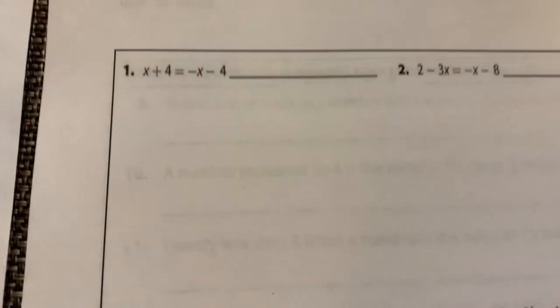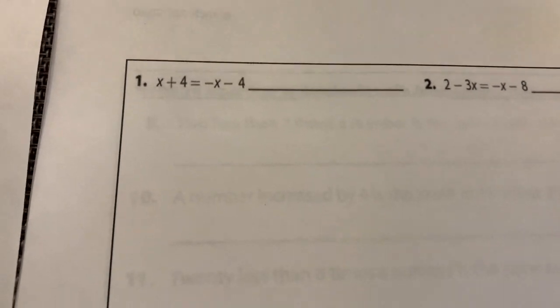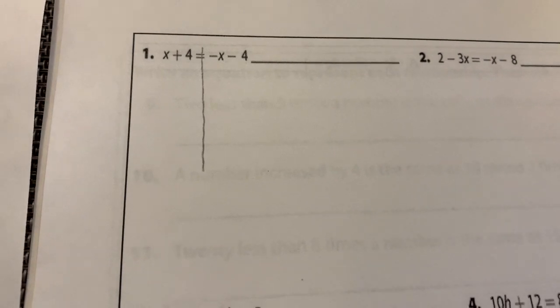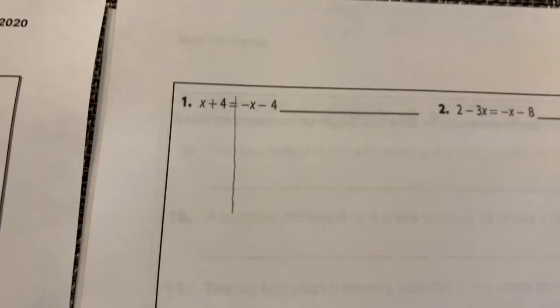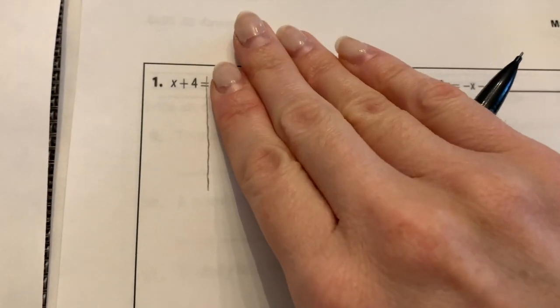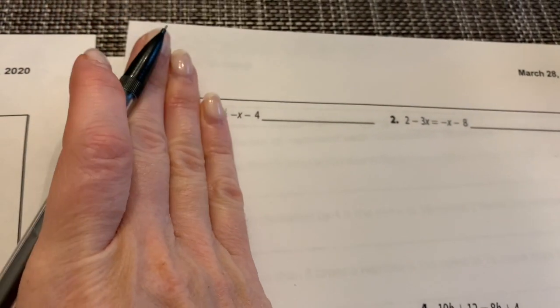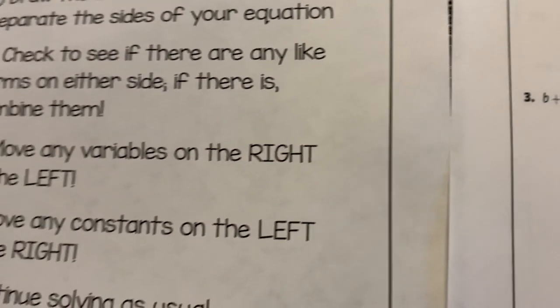So this is what these equations are going to look like. It's really not bad. It's just that there's variables on both sides. So step one was to draw the line through the equal sign, right? So I can separate and see which side is which. My second step, check to see if there's any like terms on either side, and if there is, combine them. So I'm talking about one side at a time. On this side of the equal sign, there's nothing to combine. And on this side of the equal sign, there's no like terms. So I'm going to proceed with my steps. Step 3 is to move any variables that are on the right to the left.